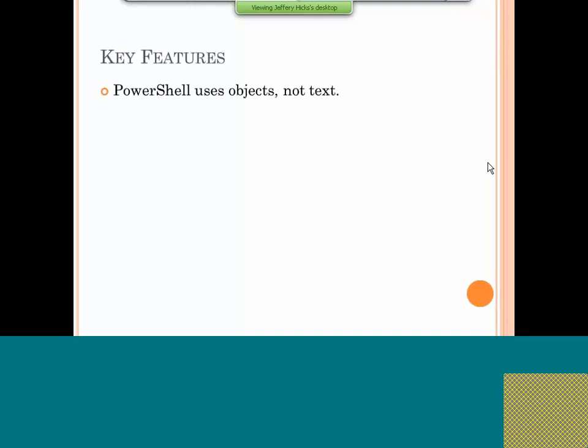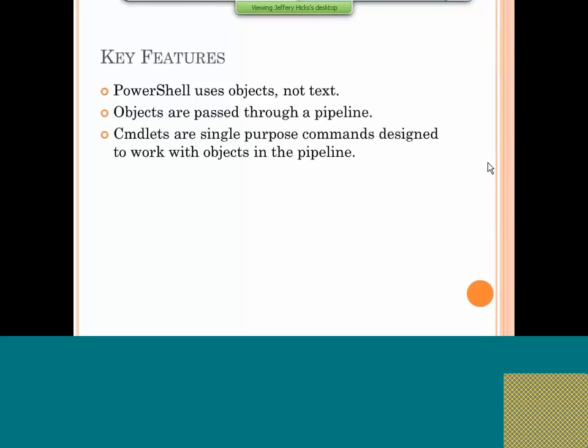So some of the key features here with PowerShell. Number one, PowerShell is an object-oriented shell. It uses objects, either .NET objects or COM objects or custom objects that you can create, not text. In other shells, like the CMD shell or a Linux shell, we spend a lot of cycles parsing text. We don't do that in PowerShell. We're working with objects, and these objects are passed through a pipeline. I pass these objects from one command to another.